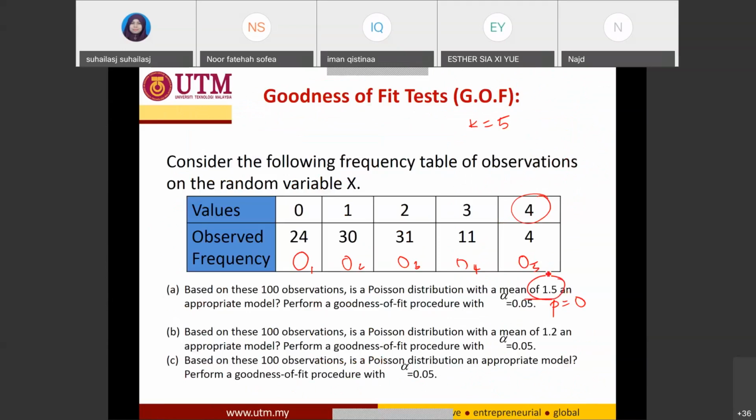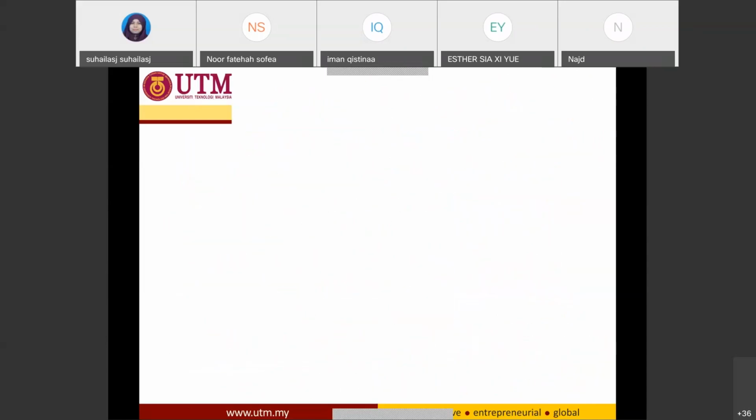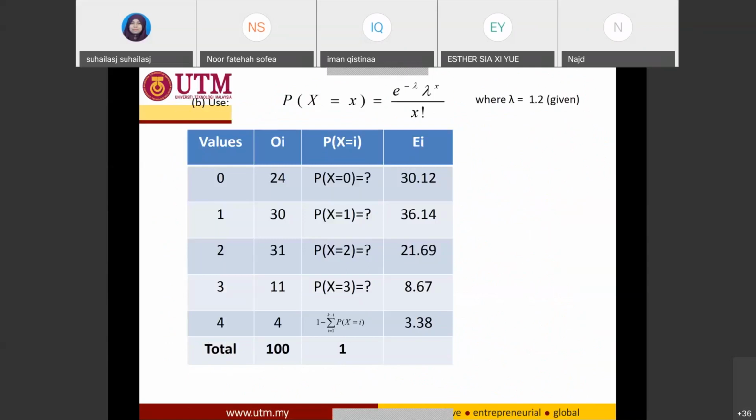Second question, based on these 100 observations, again, is a Poisson distribution with mean 1.2. So now your lambda is 1.2. Perform a goodness of fit procedure with alpha 0.05. The difference is, if we repeat, same thing, lambda equal to 1.2 is given. So again, there is no parameter to be estimated. So P is equal to 0, so your degree of freedom is just K minus 1.